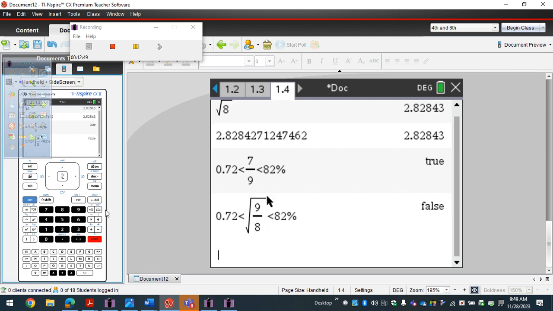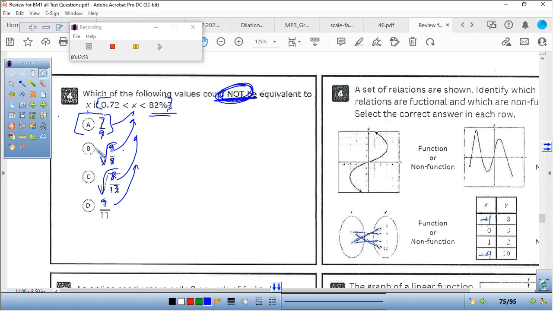Okay, so we found the one that's false. So now we're going to come right here. False. B is my answer.